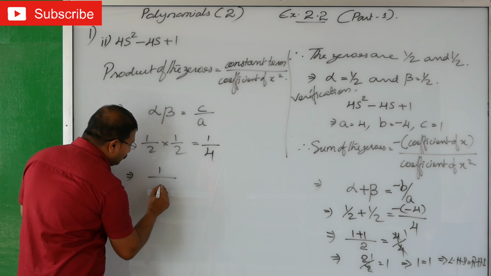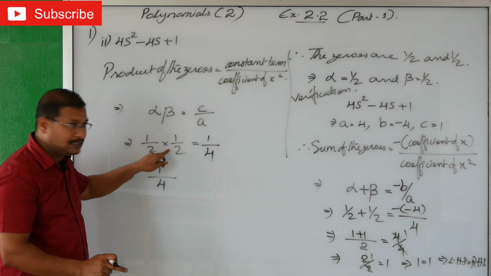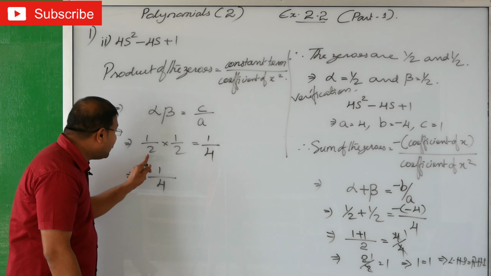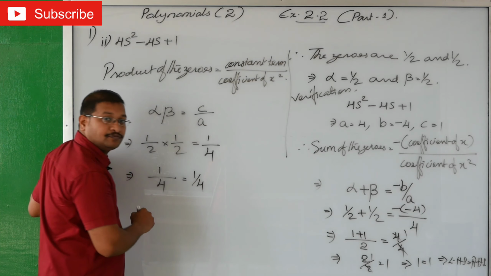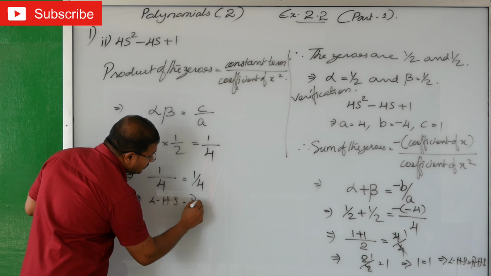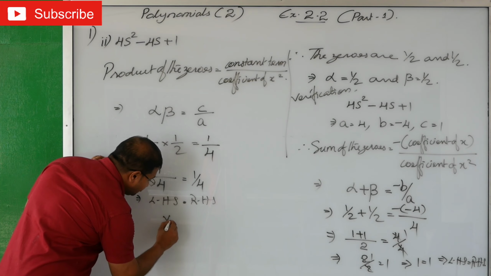1 into 1 is 1, 2 into 2 is 4. Careful: if you get plus and all, we have to take LCM. But it's multiplying, so numerator into numerator, denominator into denominator equals 1 by 4. Ready? LHS equals RHS. That means what will you say? Verified.